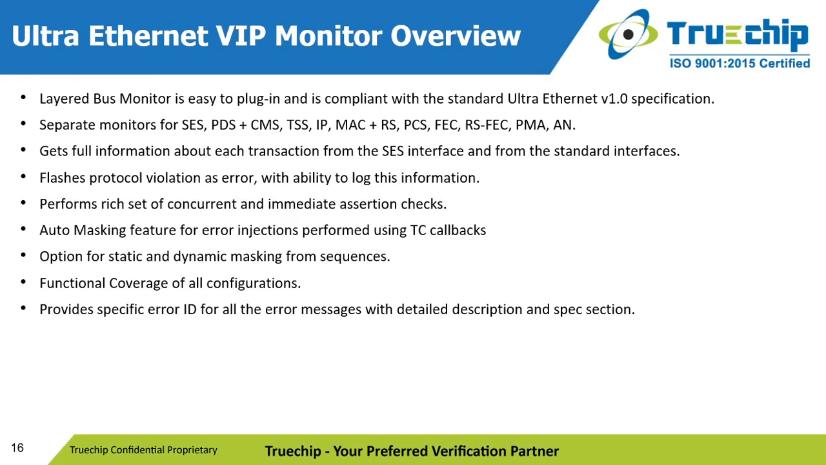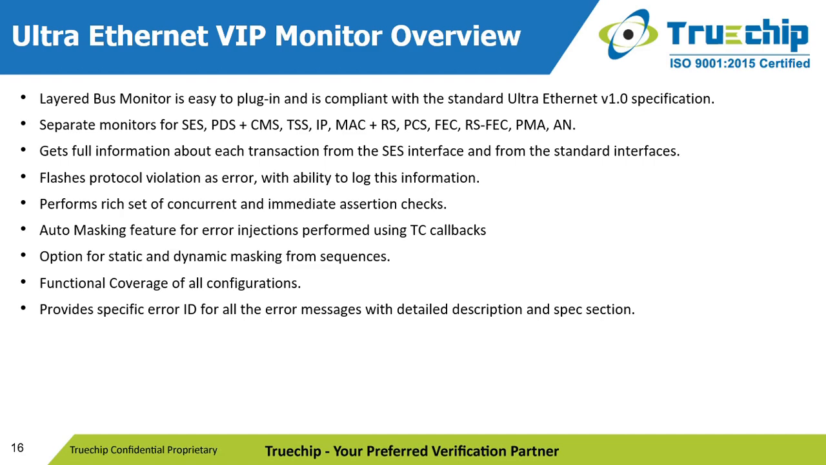Let's explore the Ultra Ethernet VIP monitor overview. The VIP contains a layered bus monitor that is easy to plug in and is compliant with the standard Ultra Ethernet version 1.0 specification. The VIP has separate monitors for the individual blocks mentioned here. The monitor gets full information about each transaction from the semantic interface and from the standard interface. The monitor flags protocol violations as errors with the ability to log this information.